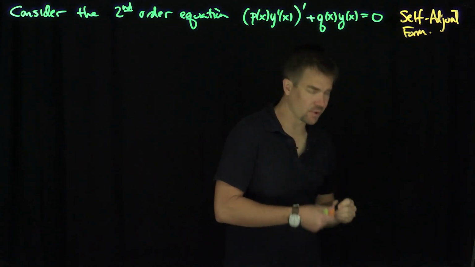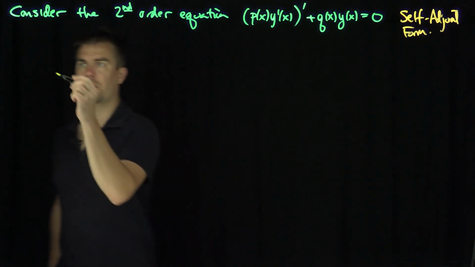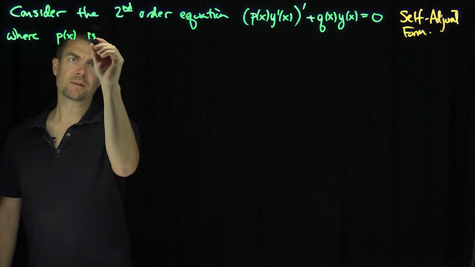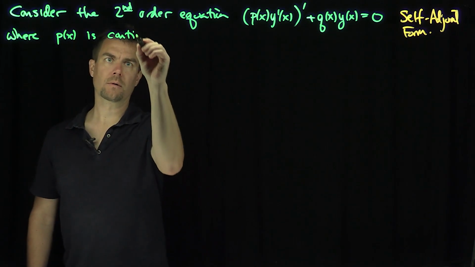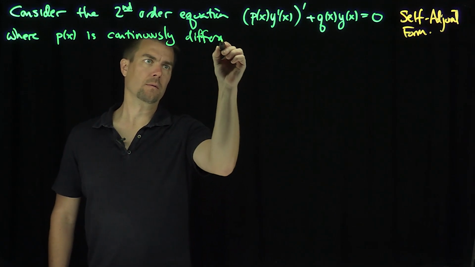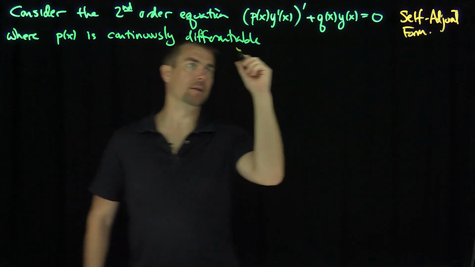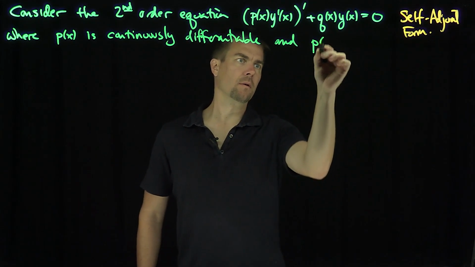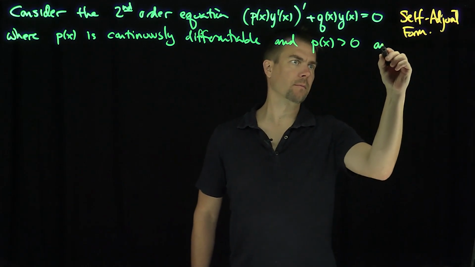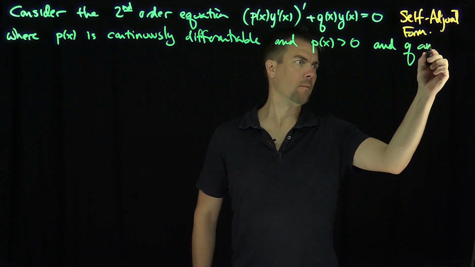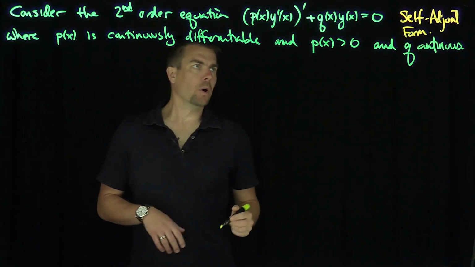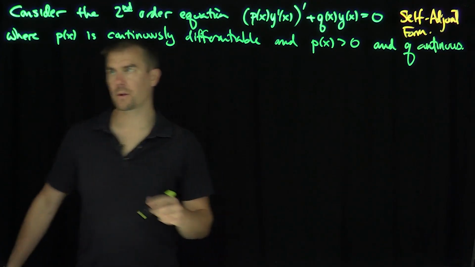Okay. The assumptions we're going to put on p and q: we need p(x) to be continuously differentiable and non-negative, like so. And q(x) just needs to be continuous. Okay, great. And so what we're going to do is we're going to prove the following theorem. So here's the theorem of Sturm.